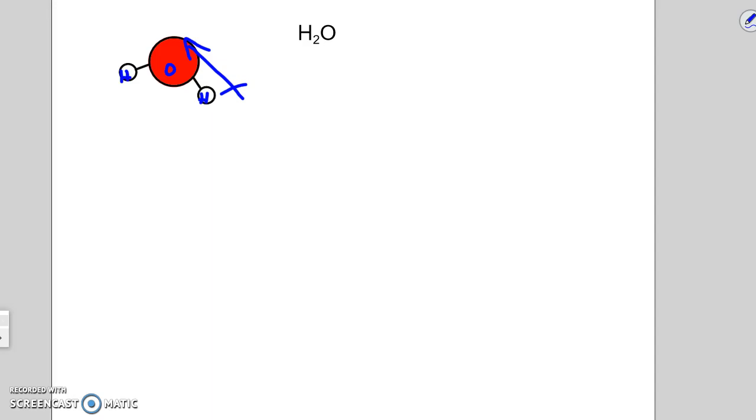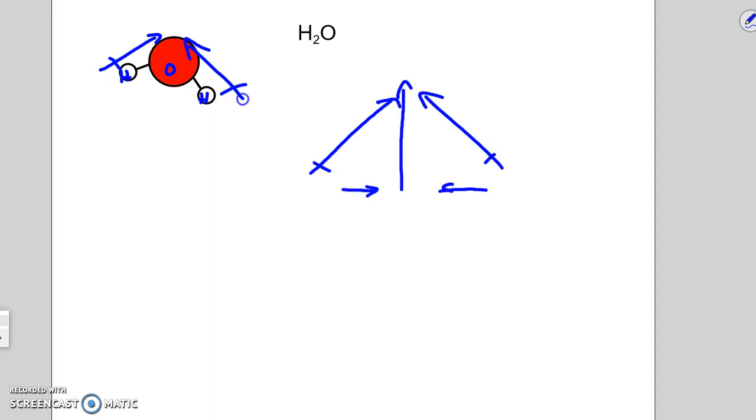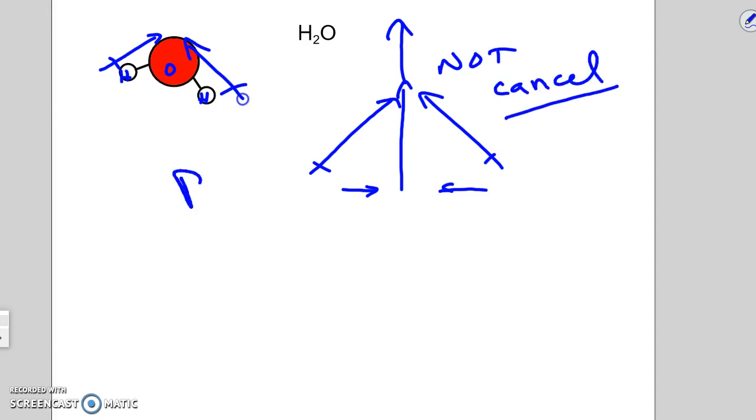Well, here we have this other bond over here. This hydrogen-oxygen bond is also going to be pointing towards the oxygen. And if you'll notice, if we just redraw that over here, these two arrows are not working against each other. They're both going to the left, but they're also both going up. So they're working together in the up direction, and so these are not going to cancel.